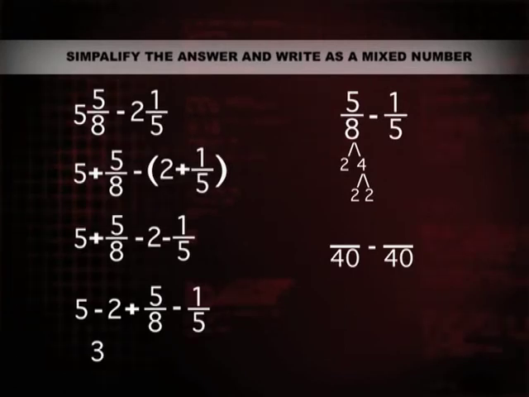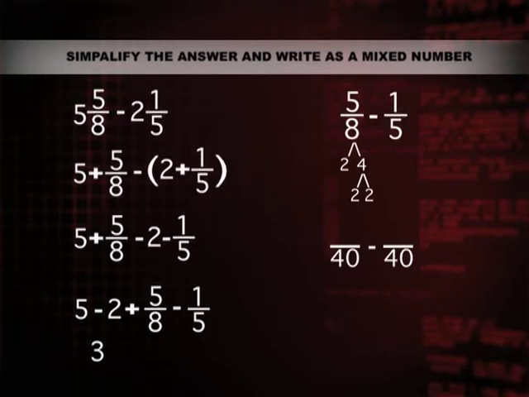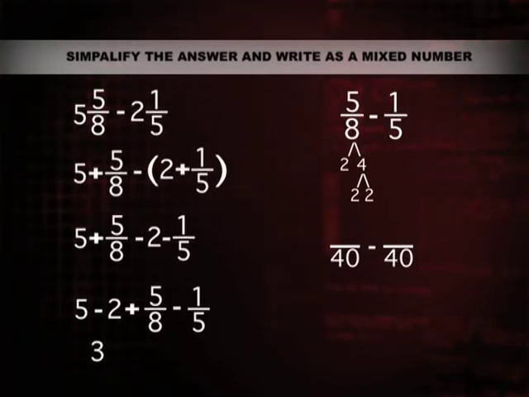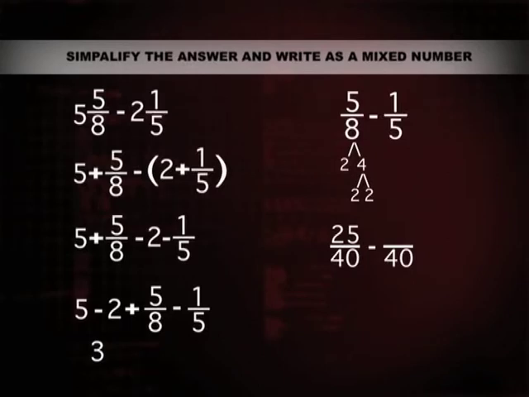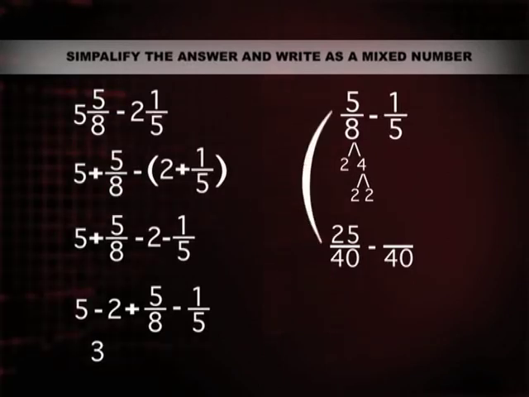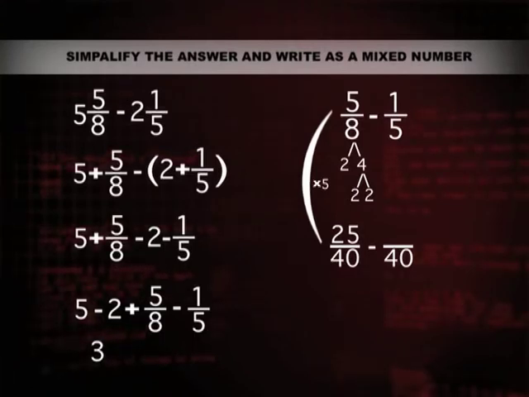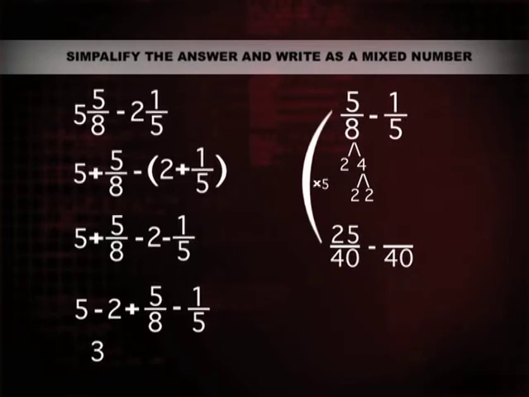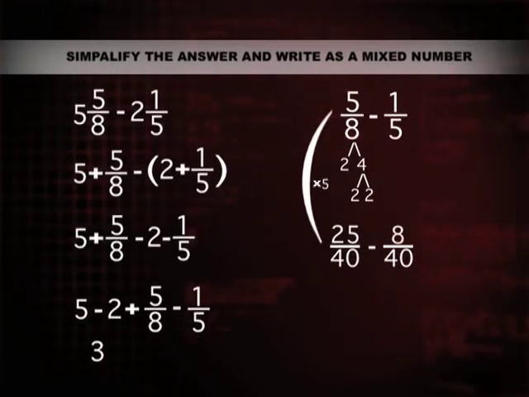Now, to go from 8 to 40, you have to multiply by 5. Then we have to do the same thing to the numerator. If we multiplied 8 times 5, you have to multiply 5 times 5 to get 25. So in either case, we're multiplying the numerator and the denominator by 5. Now to go from 5 to 40, we have to multiply by 8. So we also have to do that for the numerator. So 1 times 8 is 8.